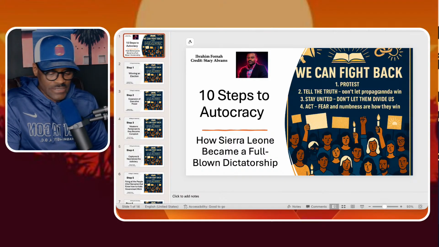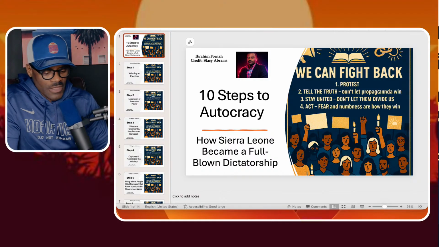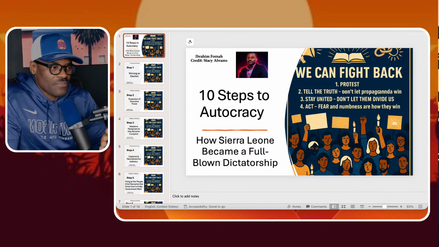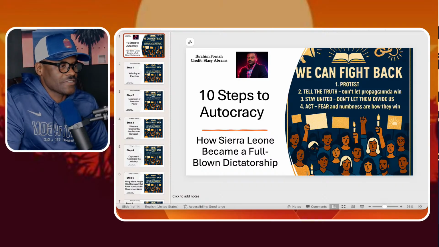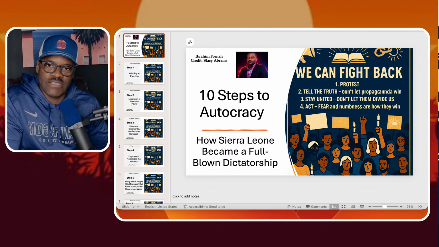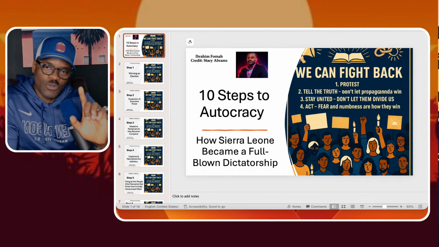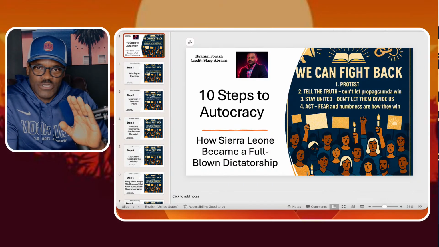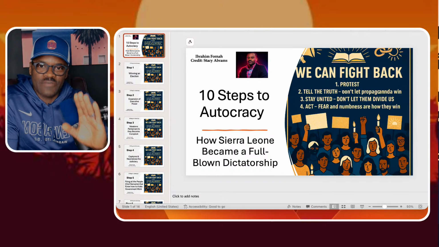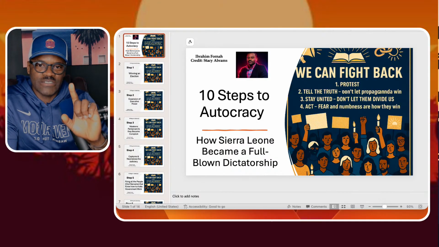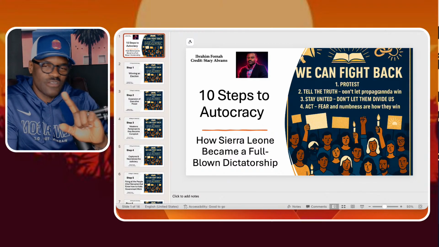So we're going to take this one after the other, and what I'm going to do is go step by step. As you can see, these are the slides, 10 steps to autocracy, and I said how Sierra Leone became a full-blown dictatorship. Again, like I said earlier when I started, wherever African country you're from, I want you to pay attention to this. If you are enjoying democracy, just know that you have to preserve your democracy, stand up for your democracy. Don't allow a wannabe dictator to come over and take over your democracy, because otherwise your country is going down.